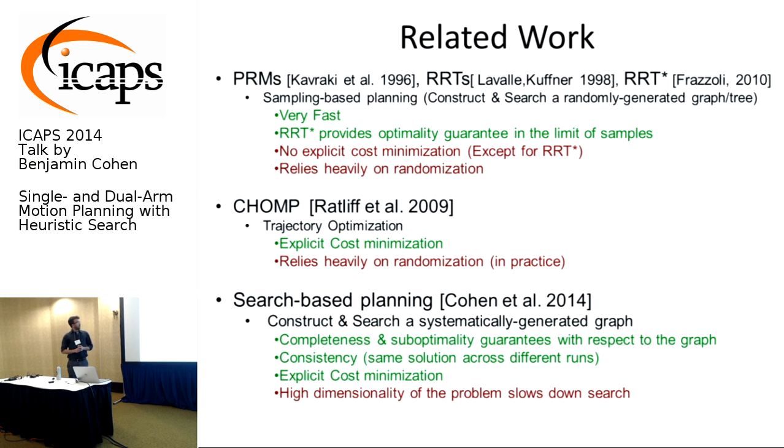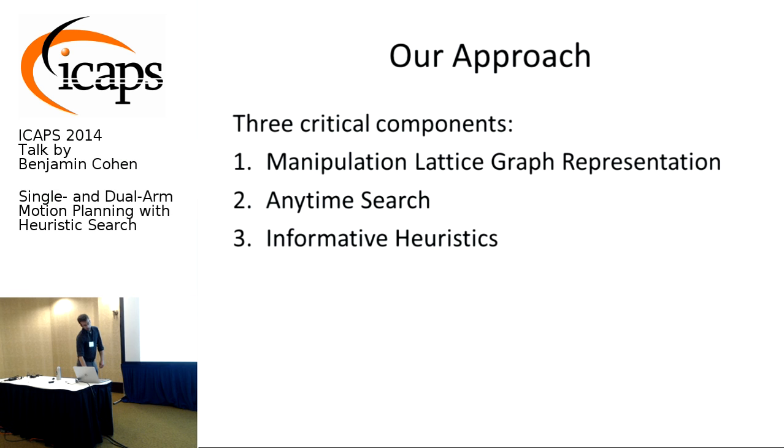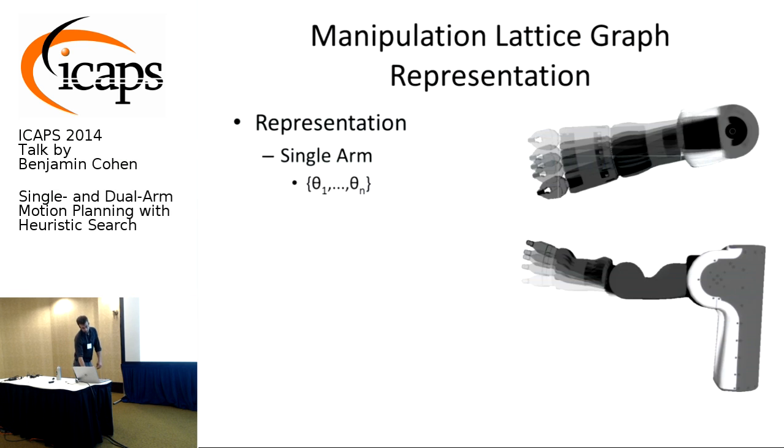Our approach is a heuristic search-based approach. It gives you completeness, a suboptimality bound, consistency, and explicit cost minimization, all the things you get with weighted A-star, except the high dimensionality of the path planning problem for robot arms really affects us more, and we're going to talk about how we deal with that. Our approach has three critical components. We'll go into that right now.